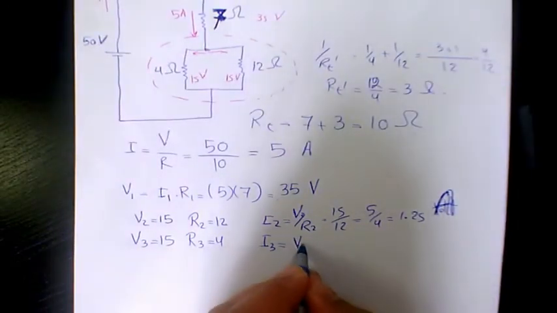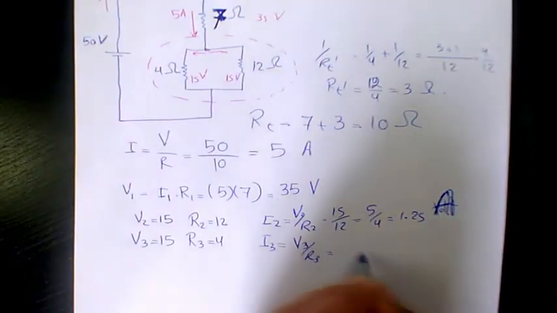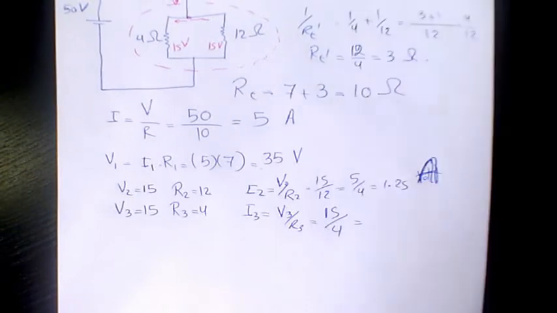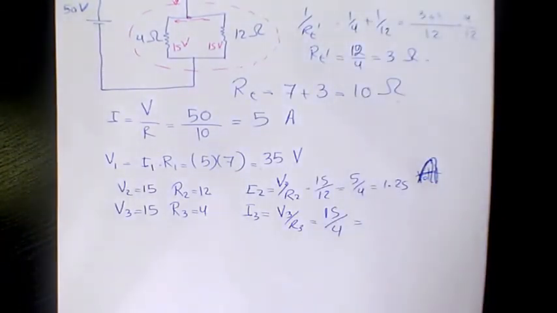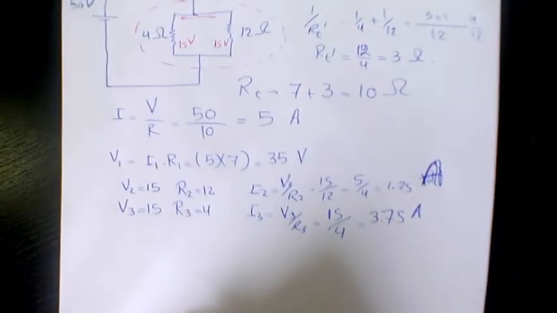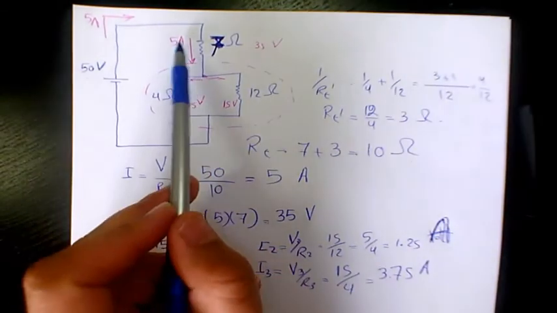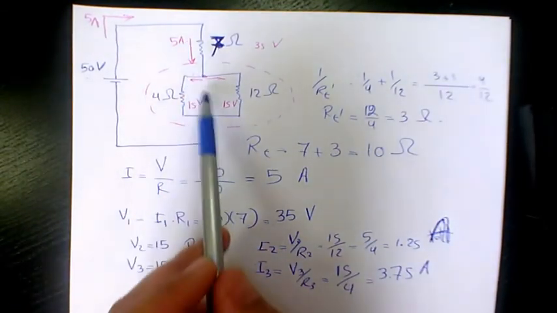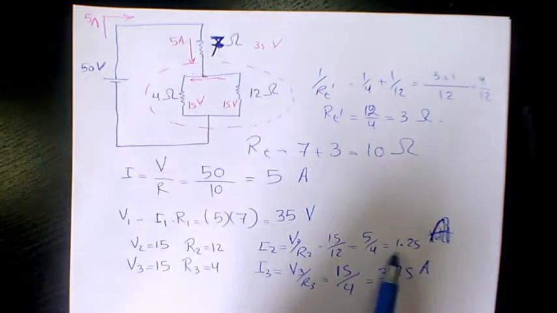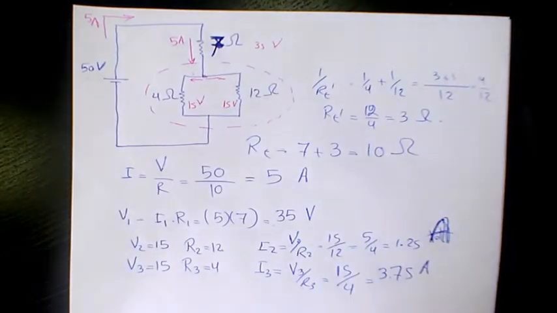And here V3 divided by R3, that's going to be 15 divided by 4, which will be, I think, 3.75. 15 divided by 4 is going to be 3.75 amp. That makes sense because here we have 5 amp, and the summation of these two has to be 5 amp as well, which makes sense because 1.25 plus 3.75 is going to be 5.